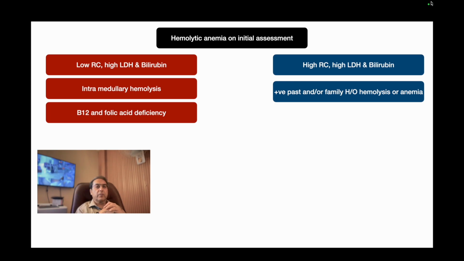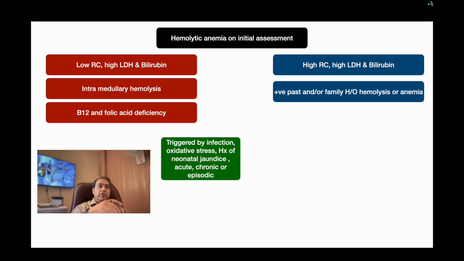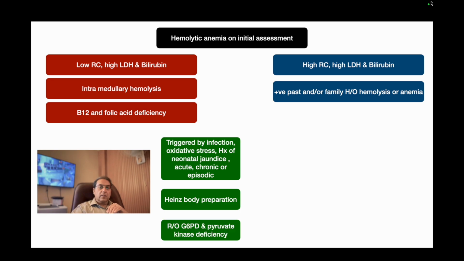If the patient has a positive past family history or his own history of having hemolytic anemia or anemia, we should consider if this anemia was triggered by an infection, oxidative stress, or the patient had neonatal jaundice. This may be acute, chronic, or episodic. Prepare the Heinz body slide, and this is possibly because of G6PD deficiency or sometimes pyruvate kinase deficiency.